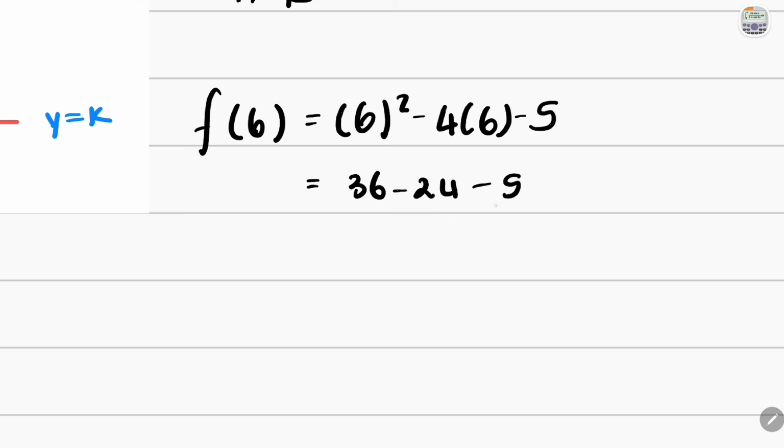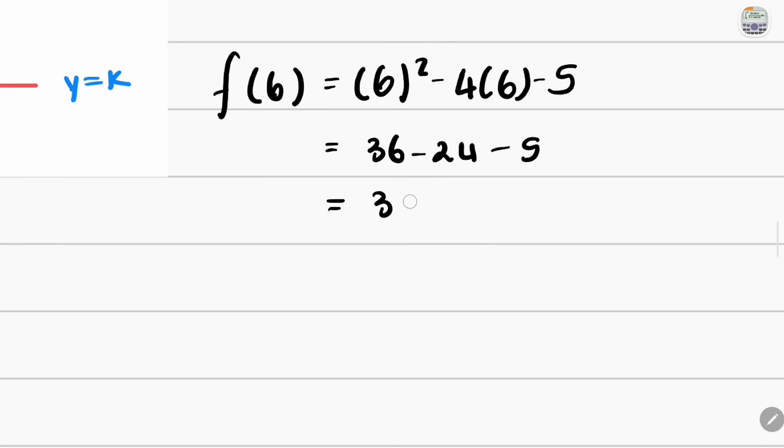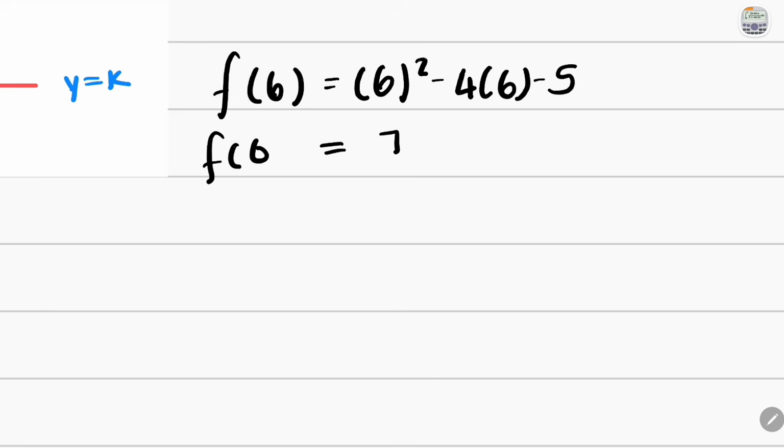These together, you can just say 36 minus 5 is 31. So 31 minus 24 is, the whole 30 minus 24 is 6. And then plus 1 is 7. Okay, so that is equal to 7. f of 6 is equal to 7.